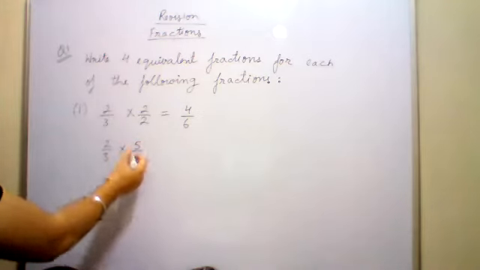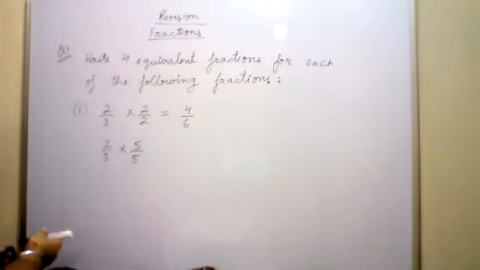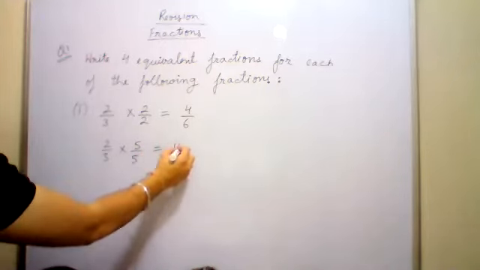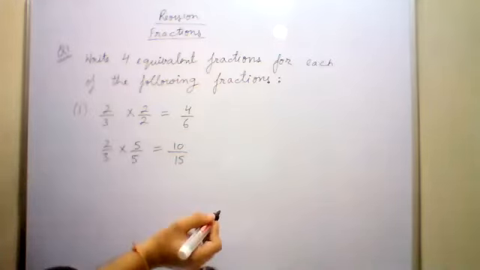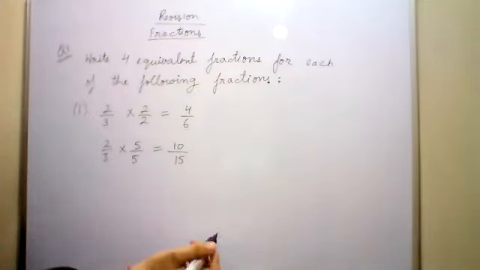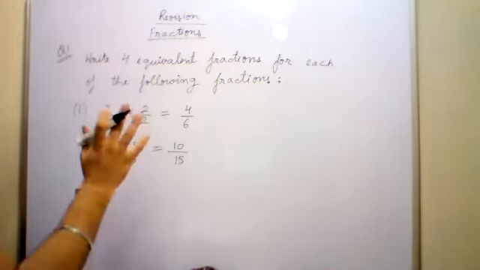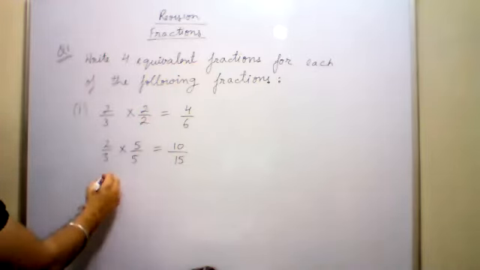Sir, done all answers. Sir, I want to say something. Yes. Sir, can we write the answer directly? You can write the answers directly also. 2 into 5 is 10 and 3 into 5 is 15. So you can get different answers, no problem if you are getting different answers. There could be as many answers as you want. All the answers are correct, if your method is correct.